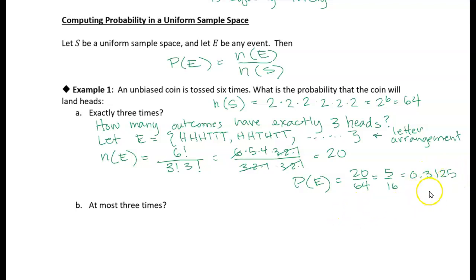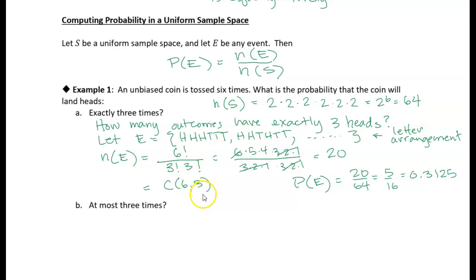All right. So we could also write that as 31.25%. But you know that probability ranges between 0 and 1. So 31% probability or 0.31 probability is a fairly low chance, right? One other thing I want you to notice here is that this 6 factorial over 3 factorial times 3 factorial is actually 6 choose 3. It is a combination, 6 choose 3.